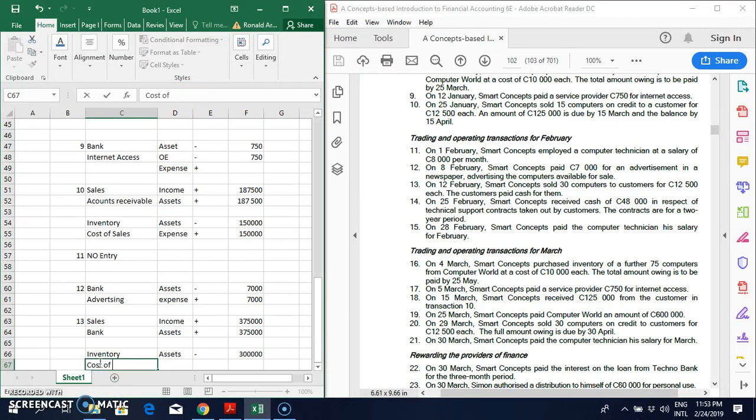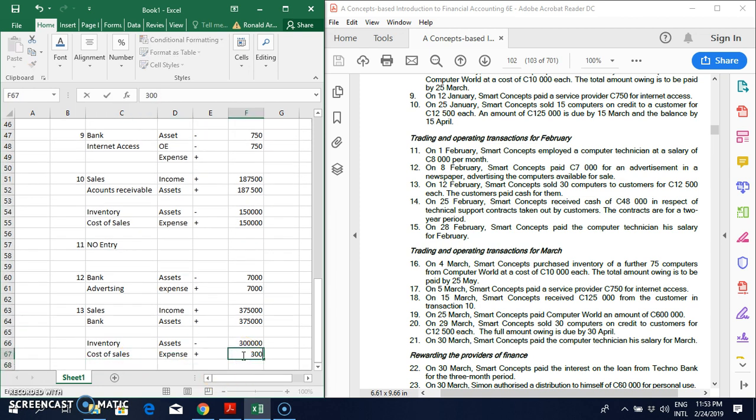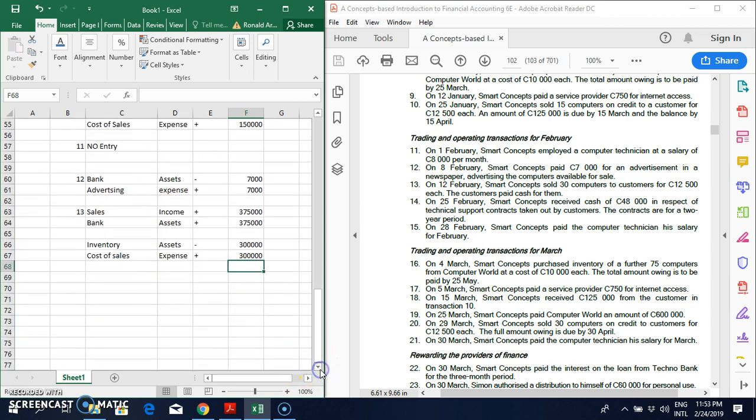And then we have our cost of sales, an expense account under owner's equity, of 300,000. Remember, the more expenses increase, the more owner's equity decreases. Now we can see that the sales is 375,000, the cost of sales is 300,000. So of course we know we made a profit of 75,000. So that's how we determine our profit.